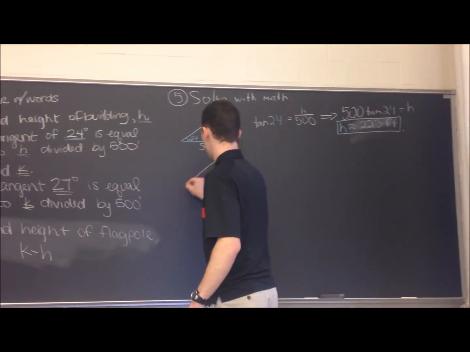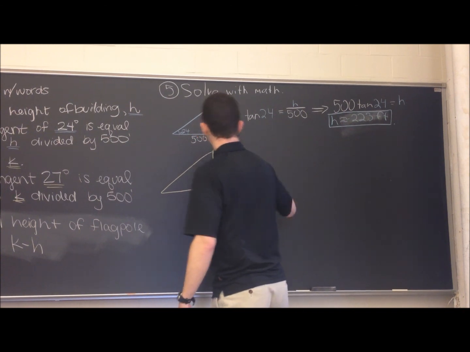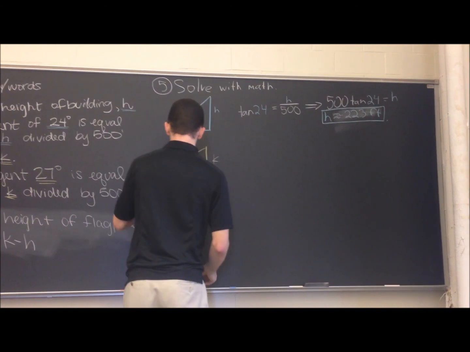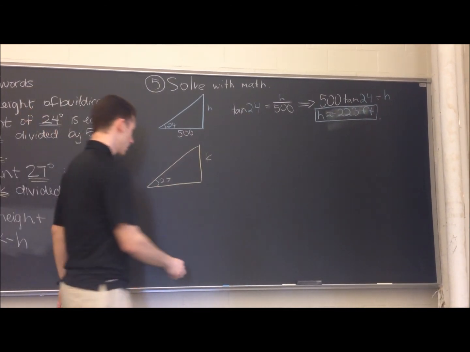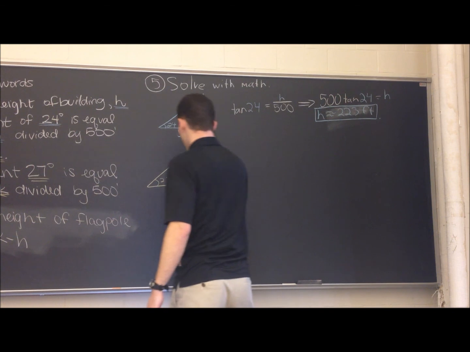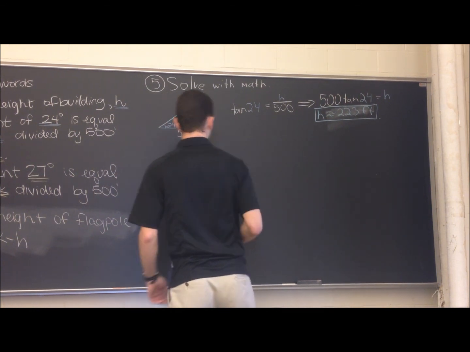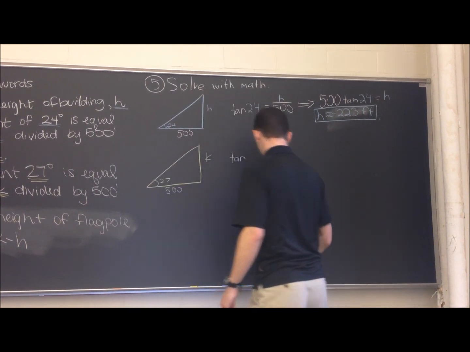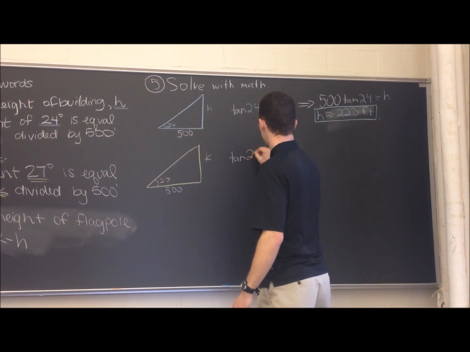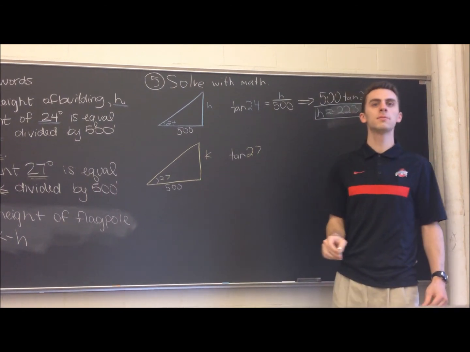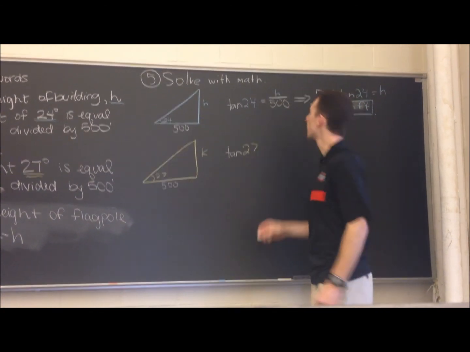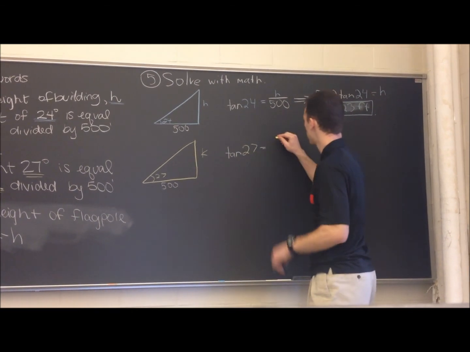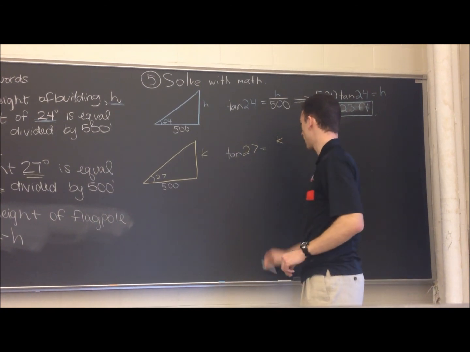So let's just draw that in, not exactly to scale, obviously. Angle's 27 degrees, our height of K, and again, our same exact distance is 500. So we do the same exact thing here, except we use the tangent of 27. And what's that going to equal? K over 500. Yep. Just like h over 500, our opposite's k, so we're going to use k over 500.